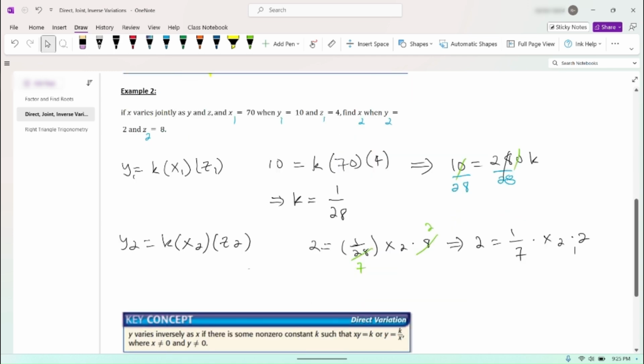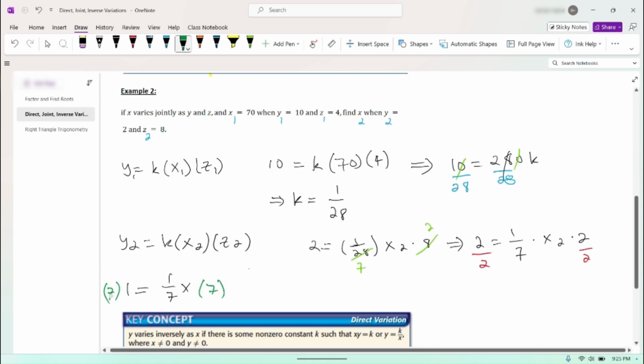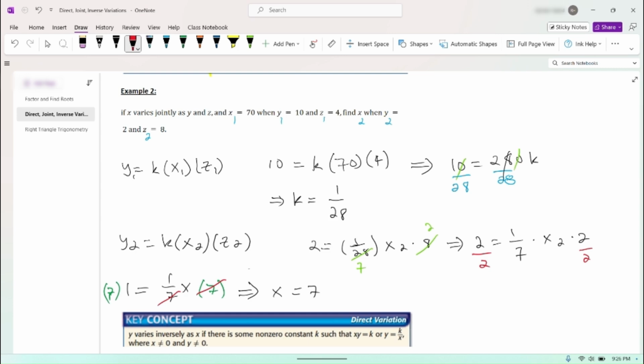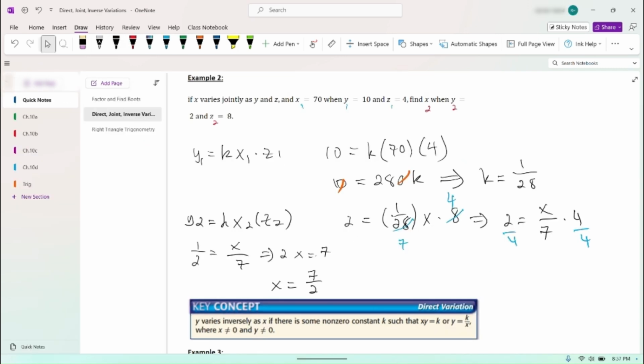Okay, so let's come down. So I can now move the 2 over to the other side, divide by 2 on both sides, to isolate x, that's what we're trying to solve. So 2 divided by 2 is 1 equals 1 over 7 x. So we can cross multiply or multiply both sides by 7. Multiply by 7 on both sides. The 7's cancel. And all we're left with is x is equal to 1 times 7, so x is 7. Okay, so let's do the last one here.